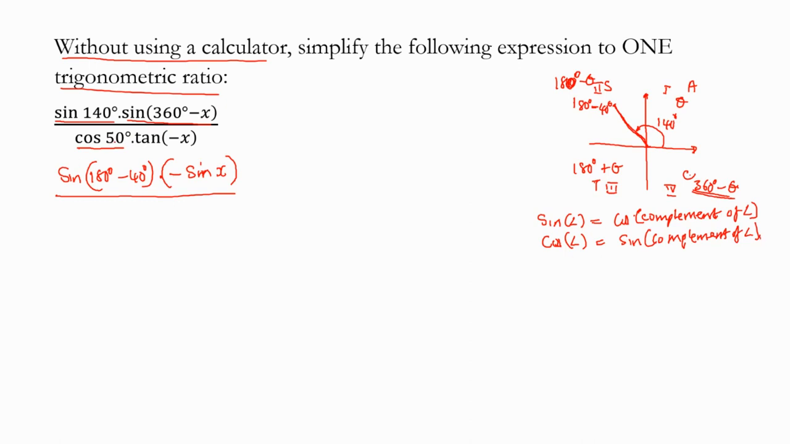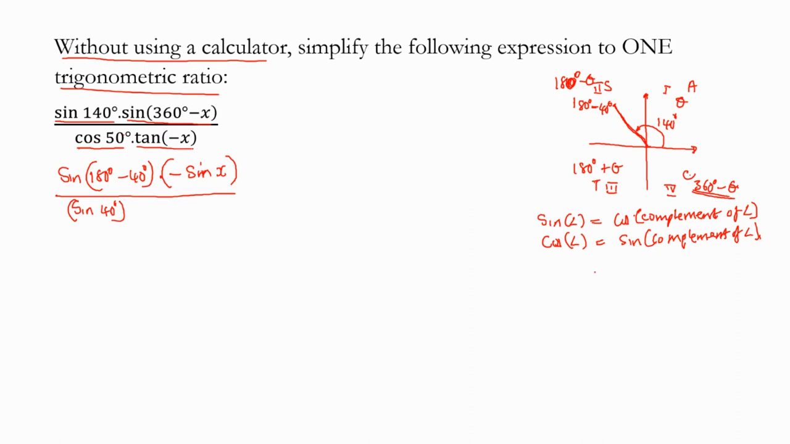So now it means, what is the complementary angle which complements 50 degrees? It will be 40 degrees. 50 degrees plus 40 degrees is 90 degrees, okay? So it's going to be sine of the complement of 50, so it's going to be sine 40 degrees.